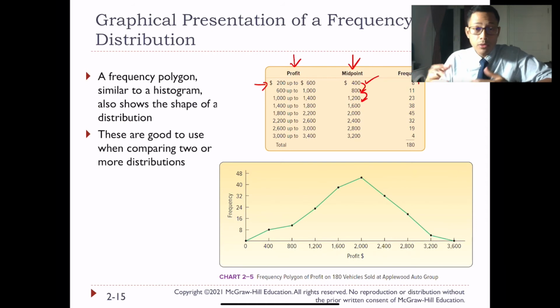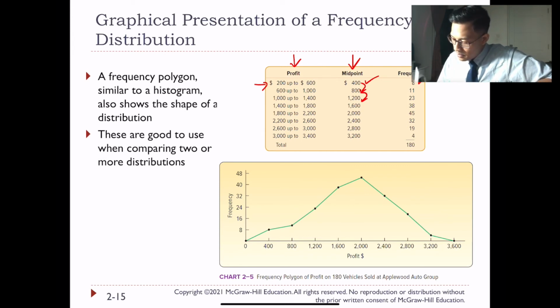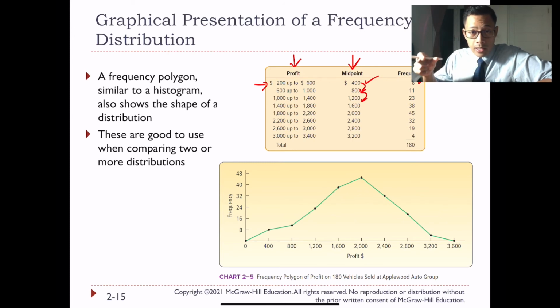In this way, it's going to be more straightforward for you to find the midpoint. In this particular case, the midpoint is 400, and as you can remember, the interval is 400, so the next midpoint should be 400 plus 400, which is 800, and then the next one is supposed to be 800 plus 400, which is 1200. If you go on and on, then you get the midpoint for each interval.